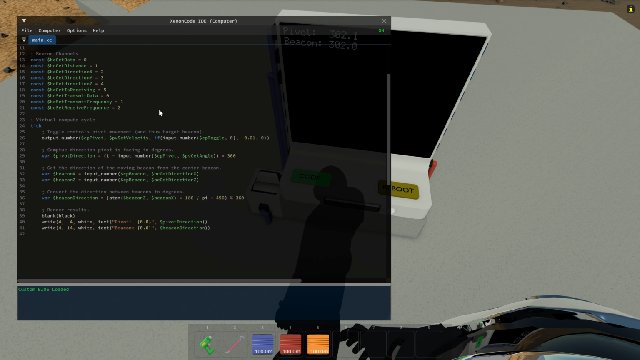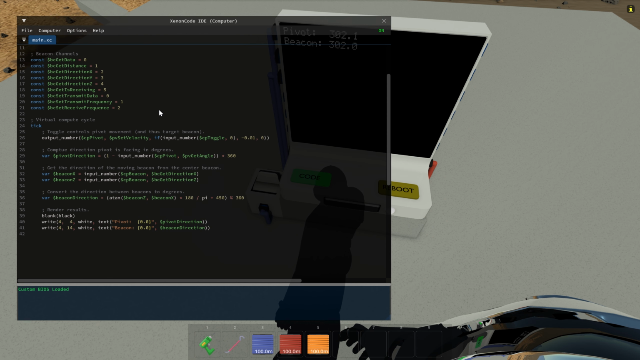Computing the pivot direction, well, we query the angle. And because the pivot numbers go counterclockwise, we do 1 minus the value, so we want to go clockwise, multiply by 360, and boom, we have the degrees. That's pretty simple and straightforward.